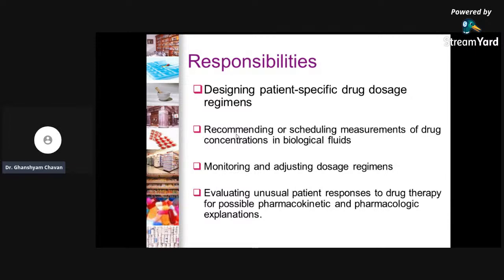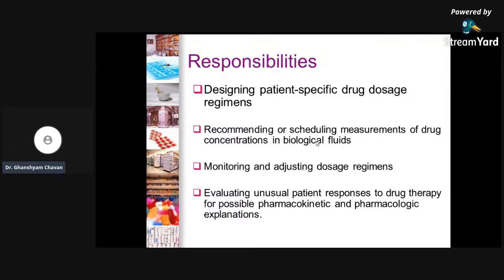Next is recommending or scheduling measurement of the drug concentration in biological fluids, which we are constantly doing. That is a major responsibility of the pharmacist. He must recommend that the patient check the concentration of the drug in the blood, or you can check the concentration in a swab, saliva, mucus, any biological fluids.